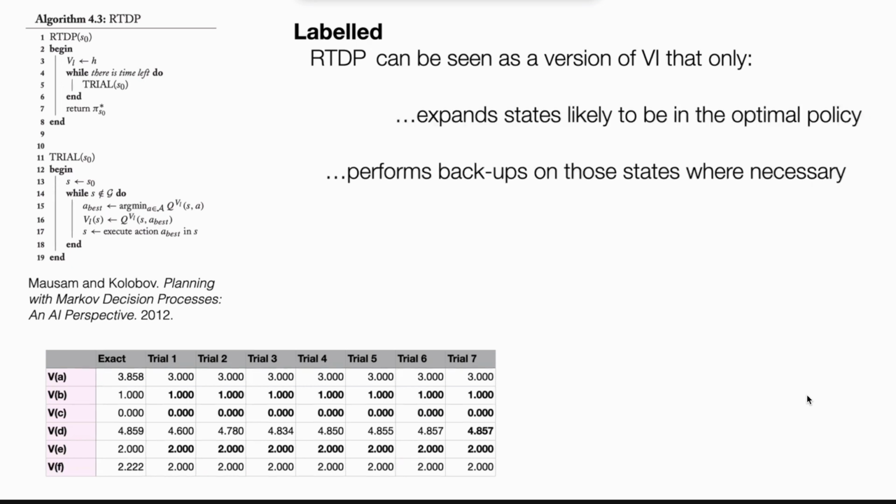So these things make RTDP or LRTDP much faster than value iteration. But because it is still doing value iteration, just in a sample-based fashion, it's still going to find the optimal policy. So it's an optimal algorithm still, given enough time. And that's quite an interesting property. If I give it infinite time, it will find me the optimal solution.